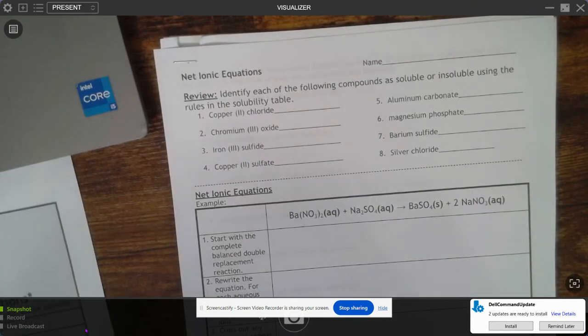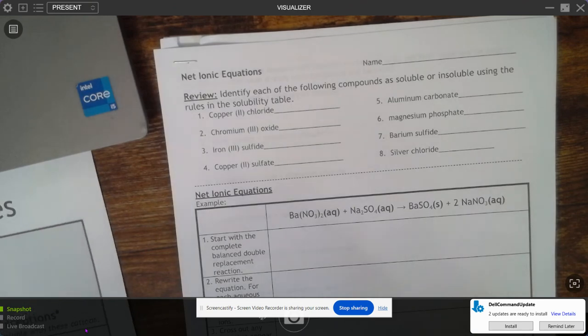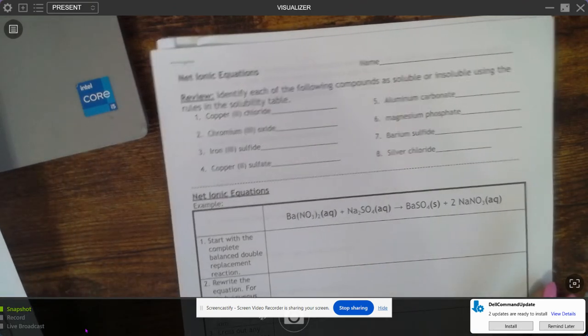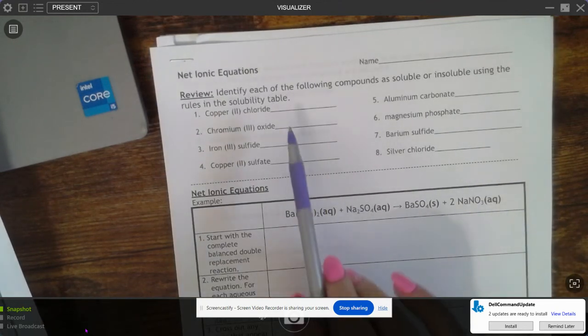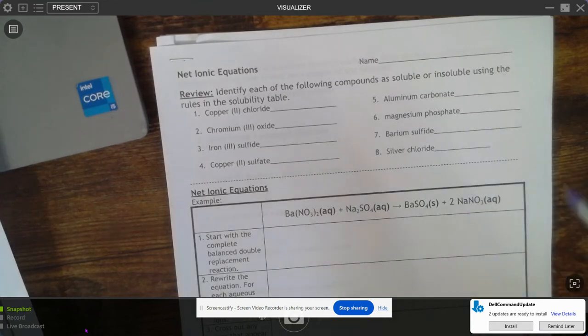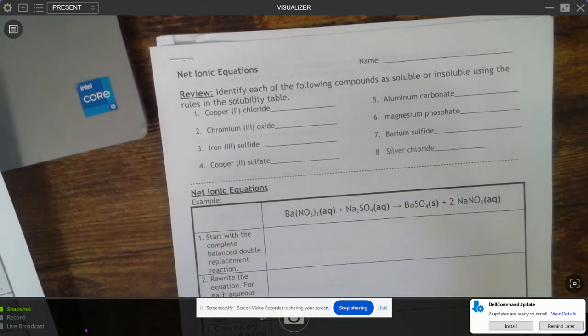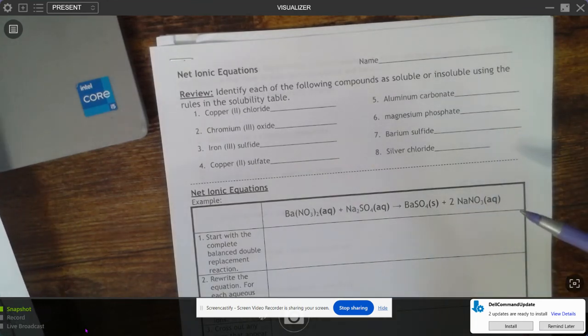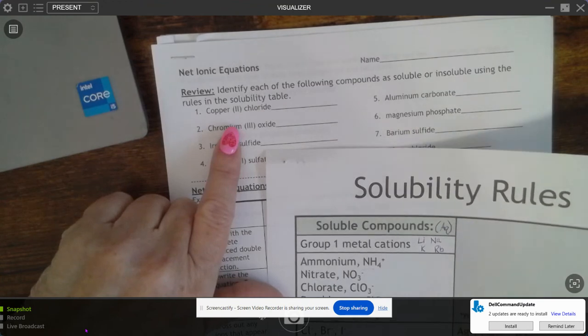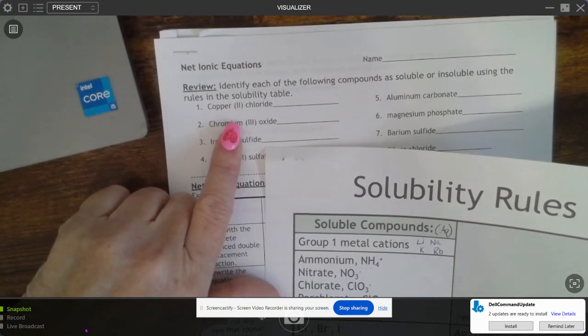Today we are going to talk about net ionic equations. Before we get into what that means, we are going to look at our solubility table for a minute. We are going to identify these compounds as aqueous, meaning that they're soluble and dissolved in water, or insoluble, which means they would be a solid. So we're going to start using our solubility rules.